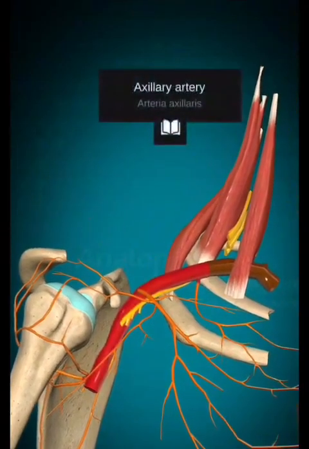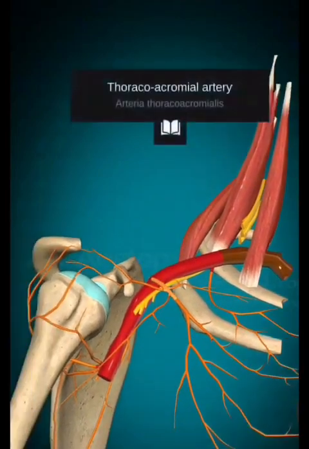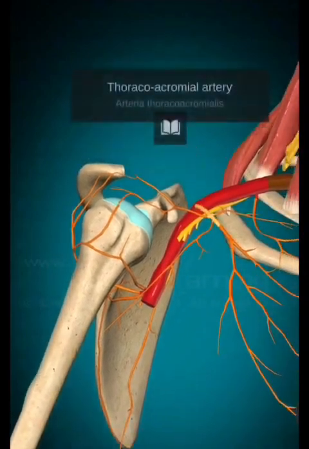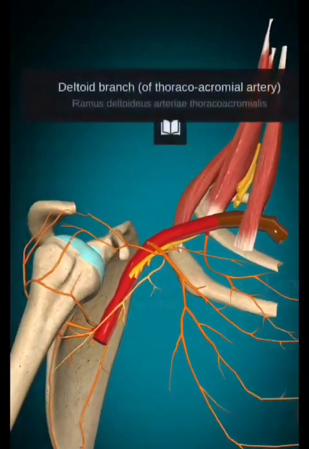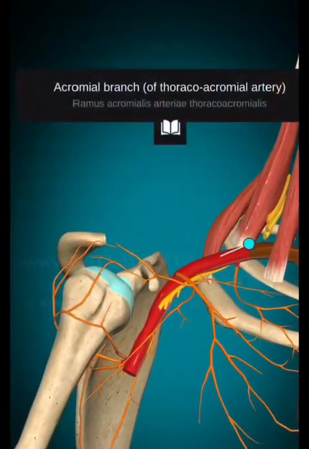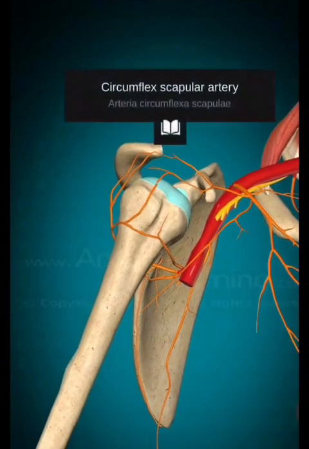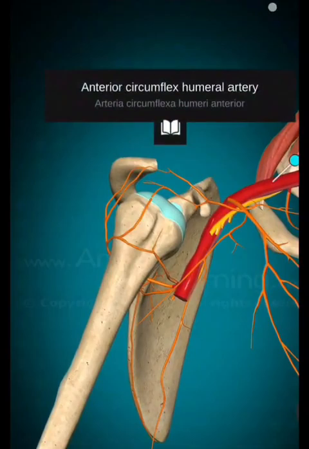Now, here we have our axillary artery. The first part of the axillary artery branches into the superior thoracic artery. The second part branches into the thoracoacromial artery and lateral thoracic artery. The thoracoacromial artery further branches into clavicular branch, pectoral branch, deltoid branch, and acromial branch. And from the third part, we have the subscapular artery, which is the largest branch. Then we have the circumflex scapular artery, posterior circumflex humeral artery, and anterior circumflex humeral artery.